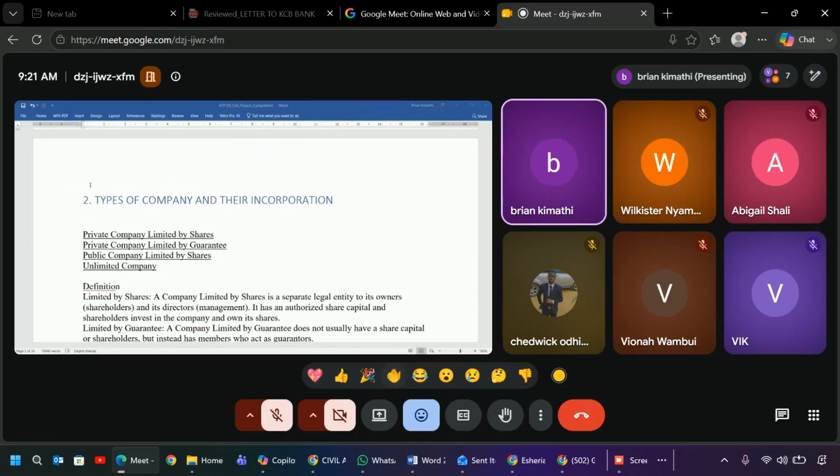So we shall be referring to the Companies Act, Cap 486. We shall be referring to the Registration of Business Names Act, Cap 499 of the Laws of Kenya. We shall be referring to the Limited Liability Partnerships Act number 42 of 2011. Then from there, we shall be having all the subsidiary legislations. We shall be having the forms that you make in any particular application.